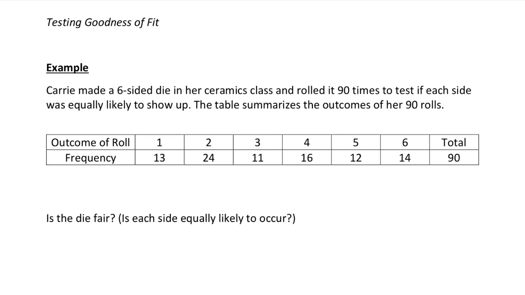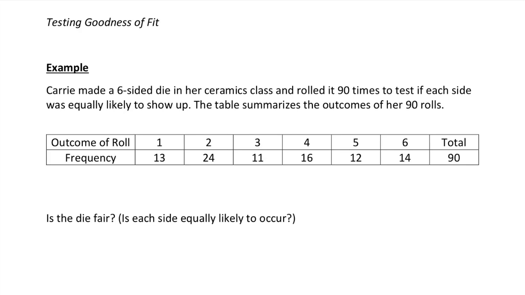And again, this is a situation where, at least in the examples we're going to look at, we have some kind of expected outcome. And we've taken a sample and we want to check whether or not our sample matches the expected values within some kind of level of statistical significance. Okay. So for example, it says Carrie made a 6-sided die in her ceramics class and rolled it 90 times to test if each side was equally likely to show up. The table summarizes the outcomes of her 90 rolls.